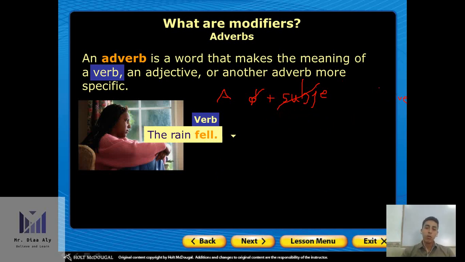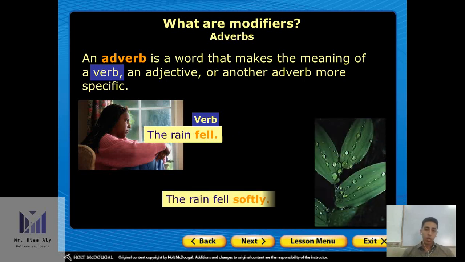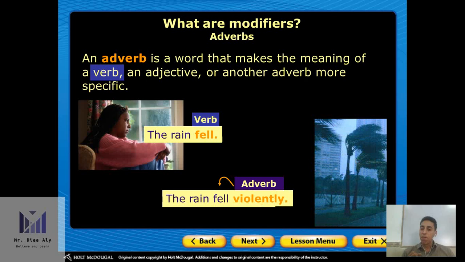Okay, so how a word can modify a verb, which is the first usage of an adverb. An adverb is a word, you must take notes. I'll check your copybooks when you are back. An adverb is a word that makes the meaning of a verb more specific. The rain fell. She didn't add anything about the falling rain, but now she said that the rain fell softly. How did it fall? Softly. How did it fall violently, like a few days ago.